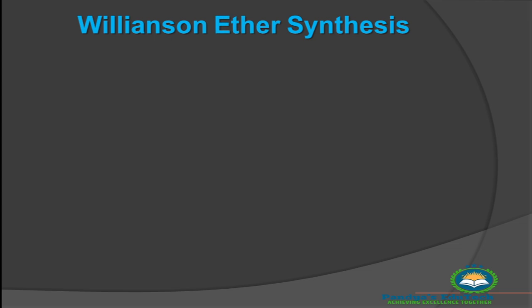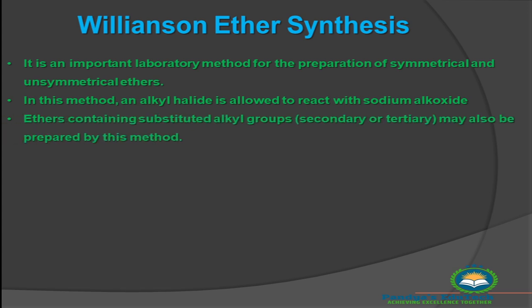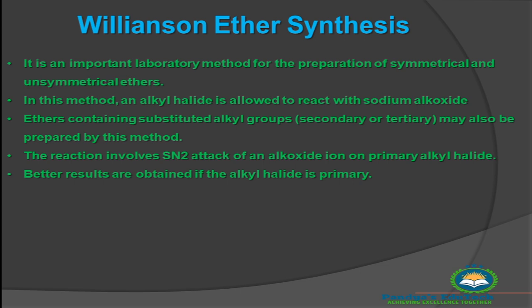First, Williamson ether synthesis. It is an important laboratory method for the preparation of symmetrical and unsymmetrical ethers. In this method, an alkyl halide is allowed to react with sodium alkoxide. Ethers containing substituted alkyl groups, that is, secondary or tertiary, may also be prepared by this method. The reaction involves SN2 attack of an alkoxide ion on primary alkyl halide. Better results are obtained if the alkyl halide is primary.